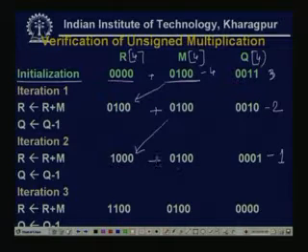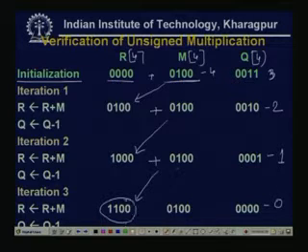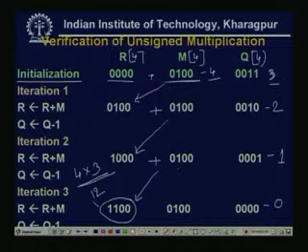Similarly, in iteration 3, 1 0 0 0 plus 0 1 0 0 becomes 1 1 0 0, and Q becomes Q minus 1, which is 0. Then it will stop. So, the result will be 1 1 0 0, whose decimal value is 12, and it was 4 into 3, which is equal to 12. So, it is validated. The algorithm is validated.